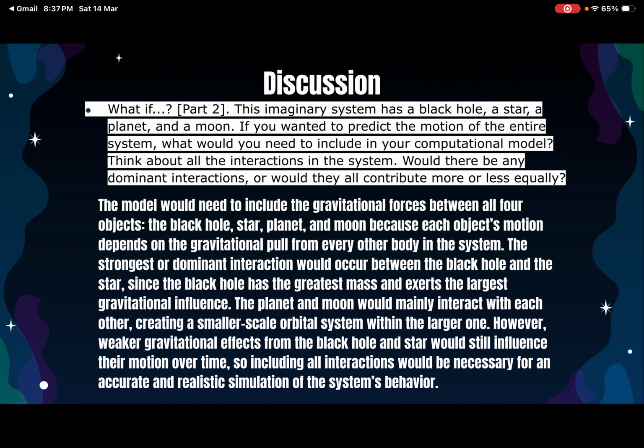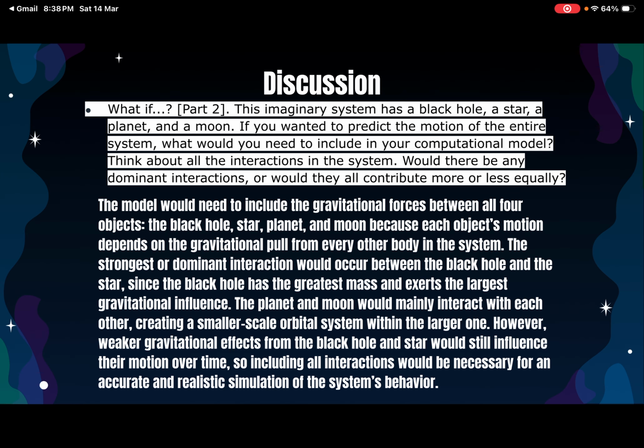The model would need to include the gravitational forces between all 4 objects, the black hole, star, planet, and moon, because each object's motion depends on the gravitational pull from every other body in the system. The strongest or dominant interaction would occur between the black hole and the star, since the black hole has the greatest mass and exerts the largest gravitational influence.